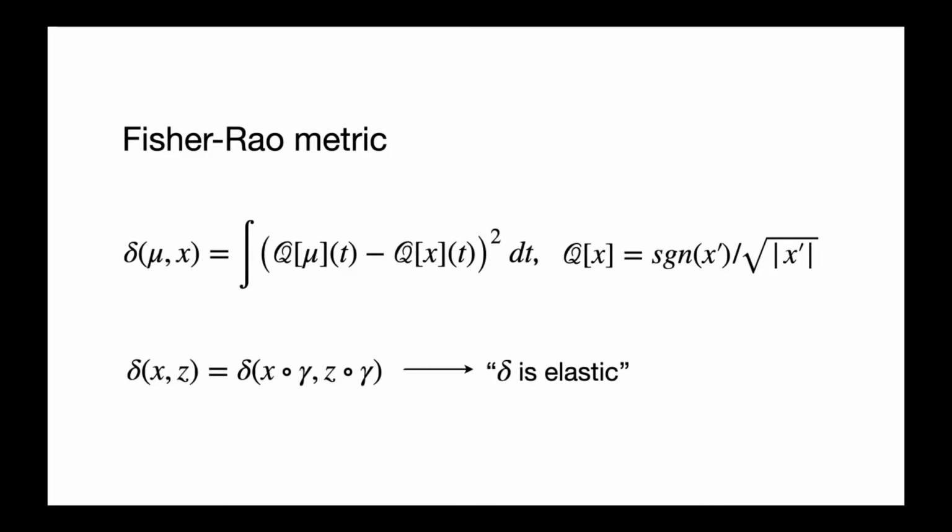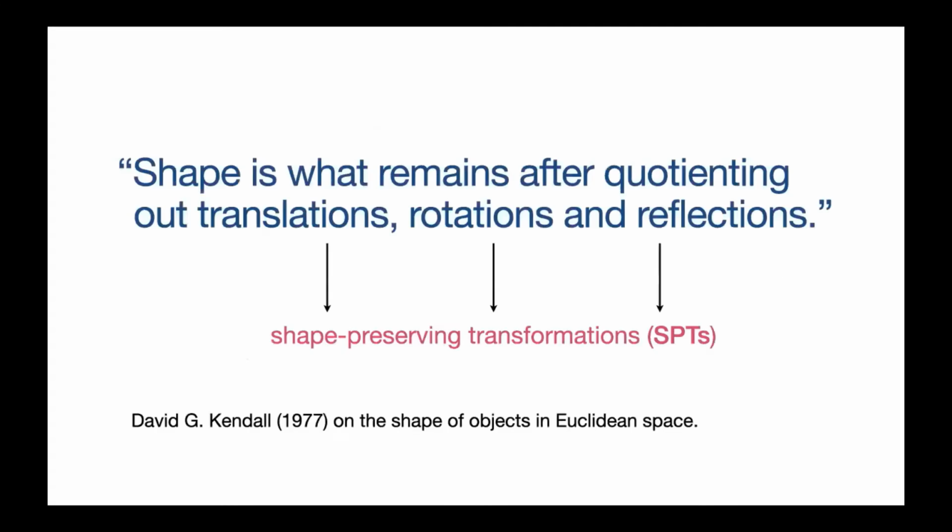In fact, the template of elastic registration is actually defined to be a shape mean, where the concept of shape is extrapolated from the following definition by the statistician David G. Kendall. And here, Kendall is defining the shape of objects in Euclidean space. And he says, shape is what remains after quotienting out translations, rotations, and reflections. And he goes on to say that any combination of these, he calls a shape-preserving transformation.